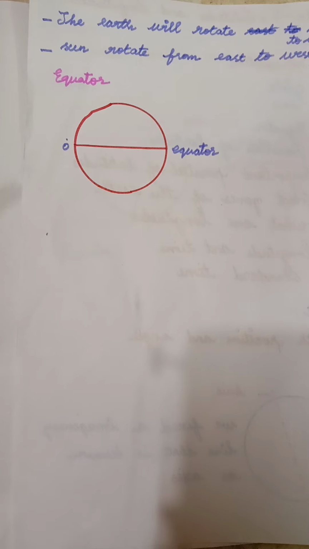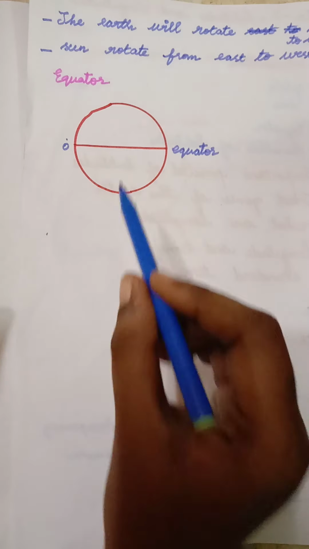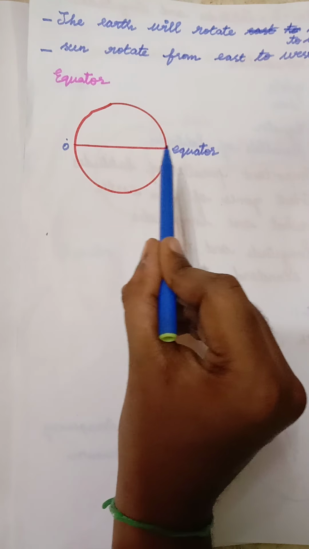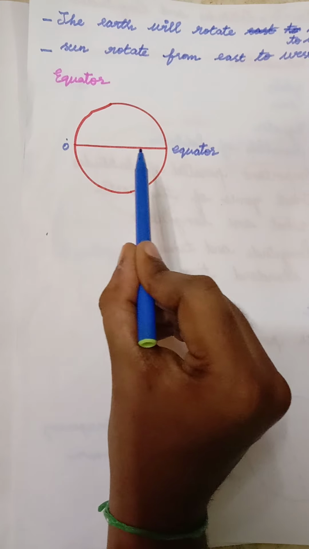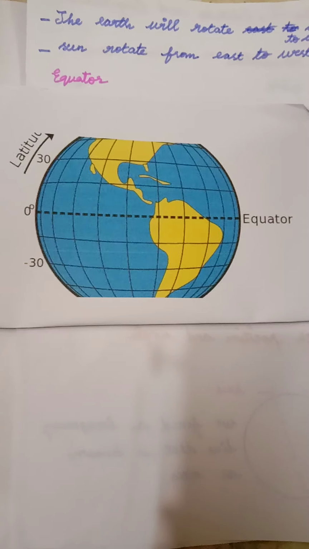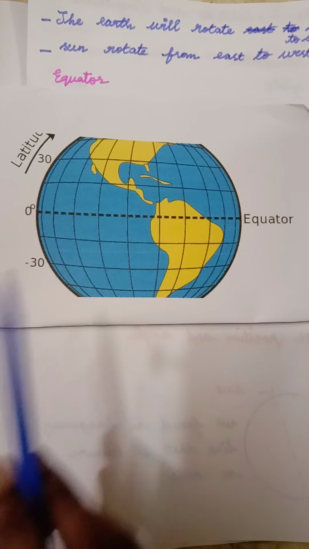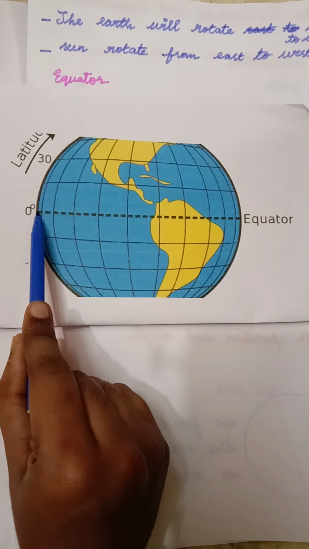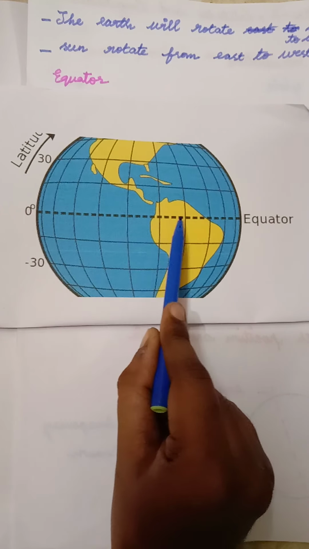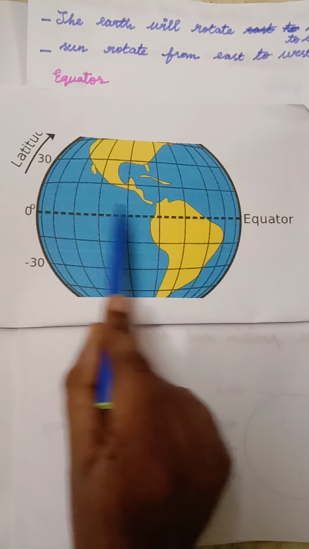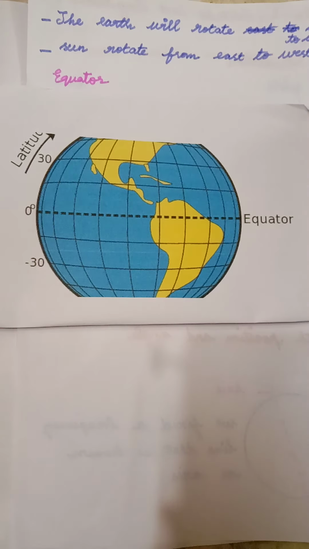Children, see, I have drawn the diagram of the equator. The 0 degree line is at the center, the diameter of the circle, and that is known as the equator. Children, you can see in this picture of the earth, the diameter at the center part is known as the equator. The 0 degree line is known as the equator.